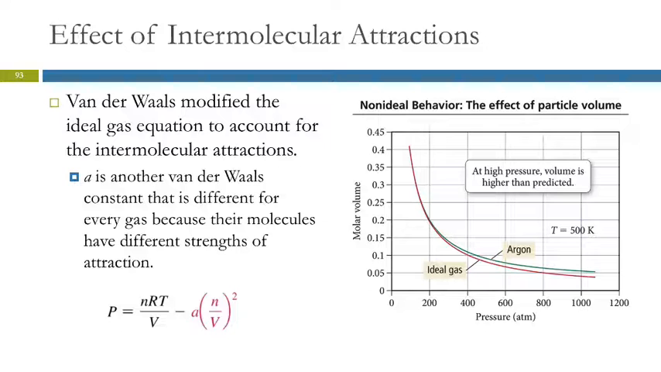So van der Waals also modified the ideal gas equation to take this into account, the effect of intermolecular attractions. It makes the pressure smaller, so we're subtracting van der Waals constant a times the quantity moles of gas divided by volume, squared. So that makes the pressure less.